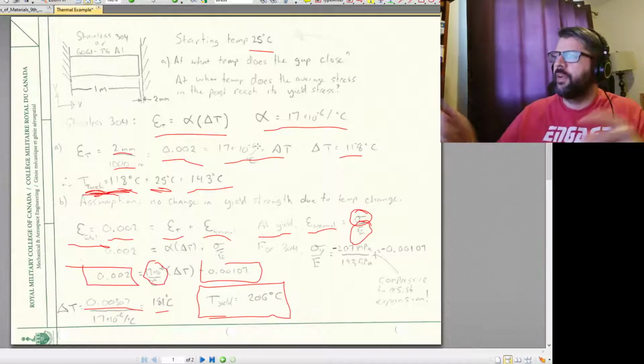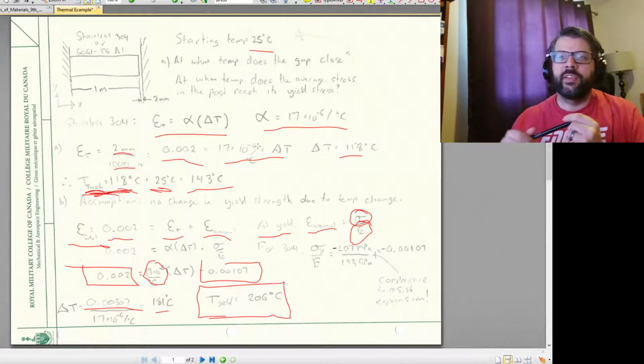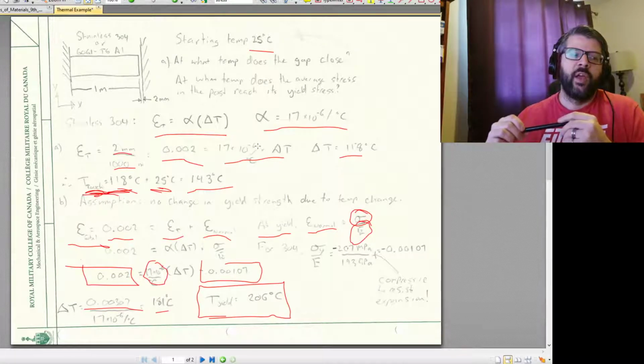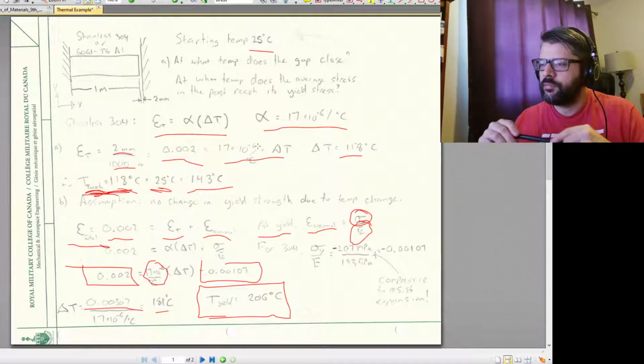When it shrinks back down, it's not going to shrink back down to 1 meter only. It's going to be shrinking down to a bit less than 1 meter because we'll have induced some sort of permanent residual compressive deformation.